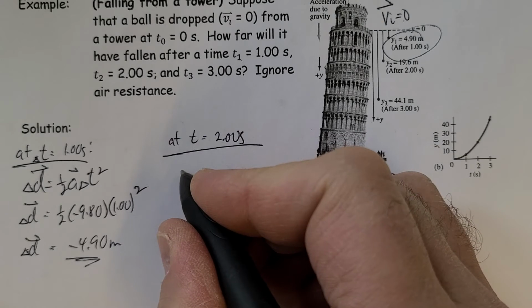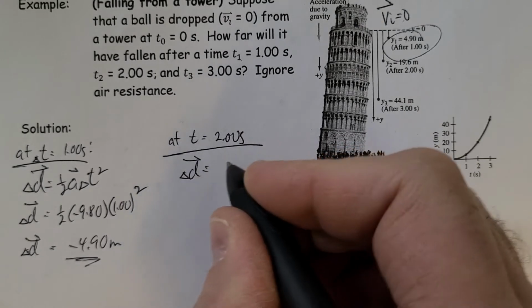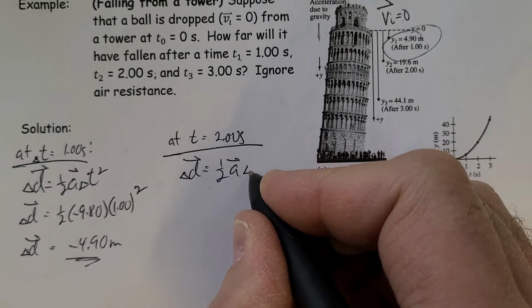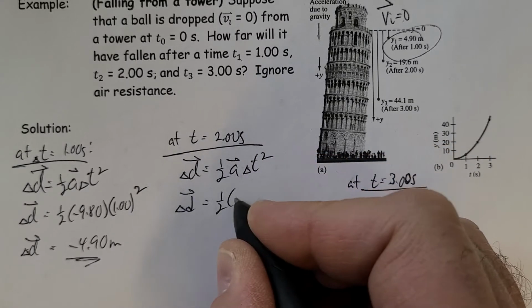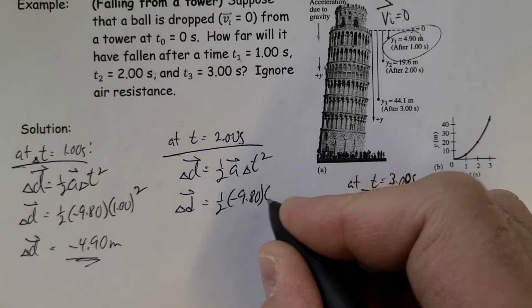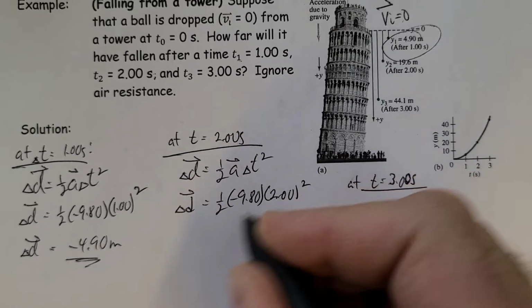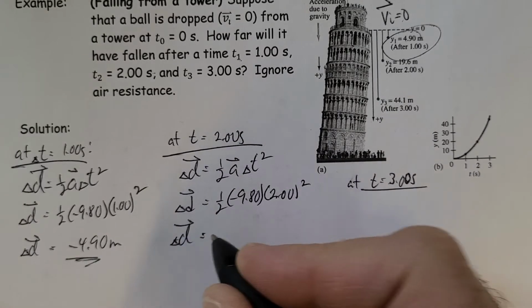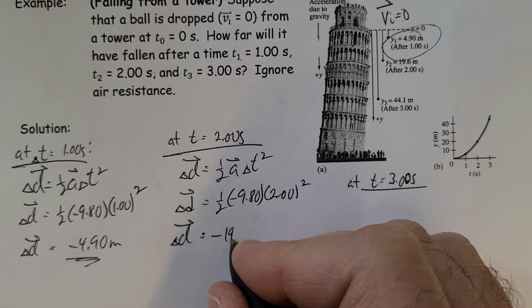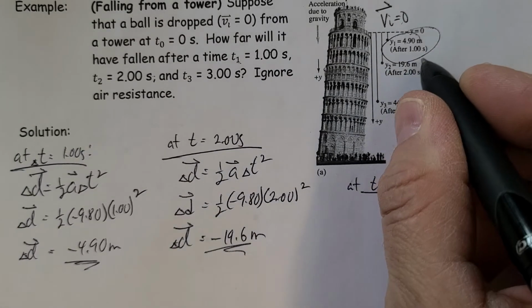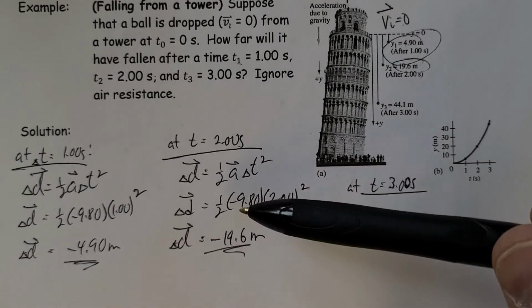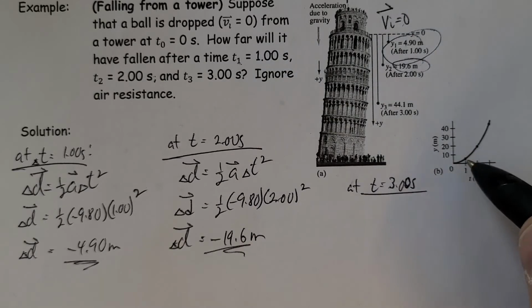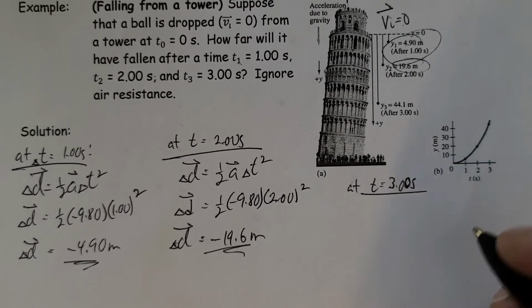From 0 to 2 seconds, that's going to give me a delta T value of 2. So working that, 1/2 of negative 9.8 times 2 squared is going to give us negative 19.6. And yes, we have it right there. So that's quite a stretch. We went from 4.9 in the first second to 19.6. So you can see it's following kind of a parabolic pattern here.